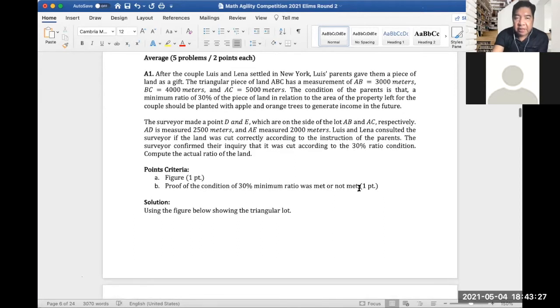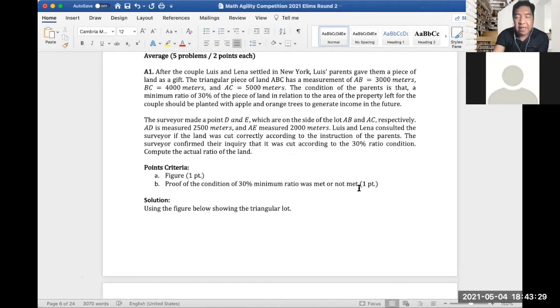I think last year this question was already asked in MAC 2020. And again, I asked it this year. I tweaked it a little, changed some parameters. So let's read the problem.